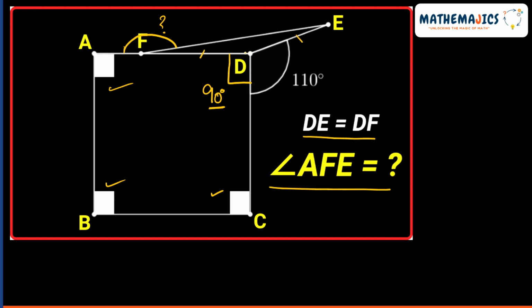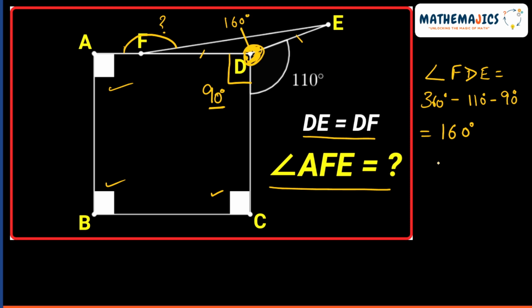Okay. So as we can see that this angle about this point, I'm coloring it. This is total 360 degree. Yes. So what will be angle FDE? It will be 360 degree minus 110 minus 90 degree. And what we will get? We will get 160 degree. This angle will be 160 degree.